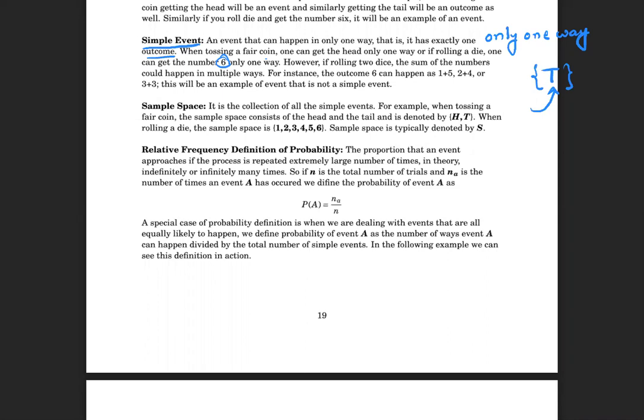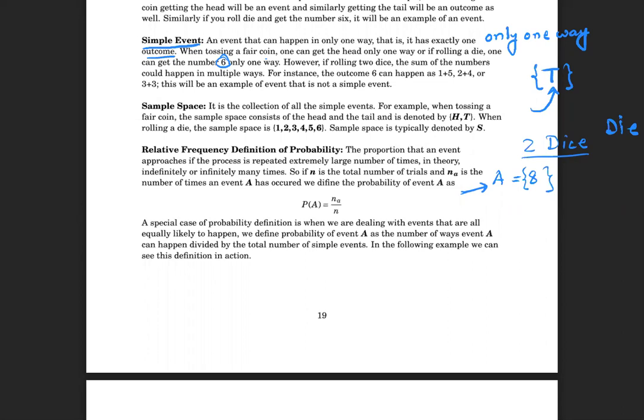However, think of this scenario where things may not be simple. Let's say you roll 2 dice, okay? Dice is plural, I think, right? Die is singular, right? You roll 2 dice, and then you are looking for the outcome, let's say 8. So your event A is going to be the outcome 8. Now you can get 8 in multiple ways here. Even though it's an event, it can happen in more than one way. Therefore, it is not a simple event.